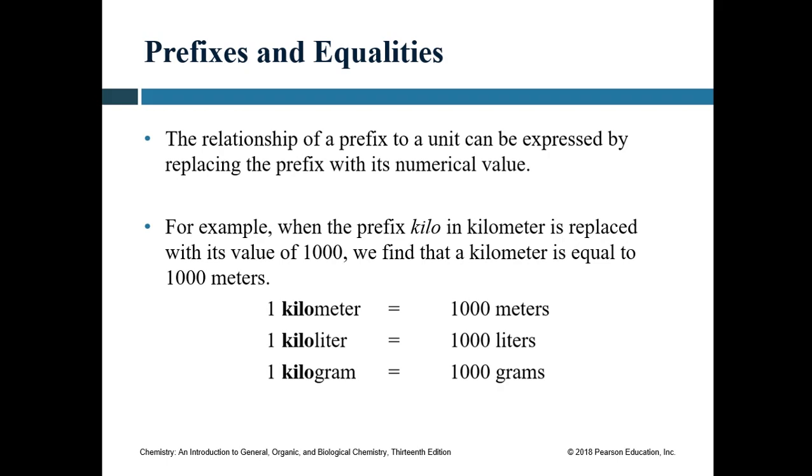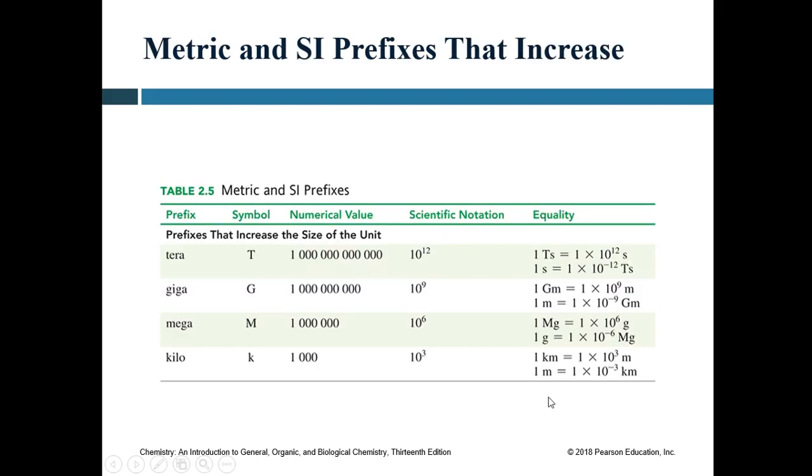The relationship of a prefix to a unit can be expressed by replacing the prefix with its numerical value. So for example, when the prefix kilo in kilometer is replaced with its value of 1,000, we find that a kilometer is equal to 1,000 meters. The beautiful thing here is that whether it's a meter, a liter, or a gram, kilo is referring to 1,000 of those basic units: 1,000 meters, 1,000 liters, or 1,000 grams.